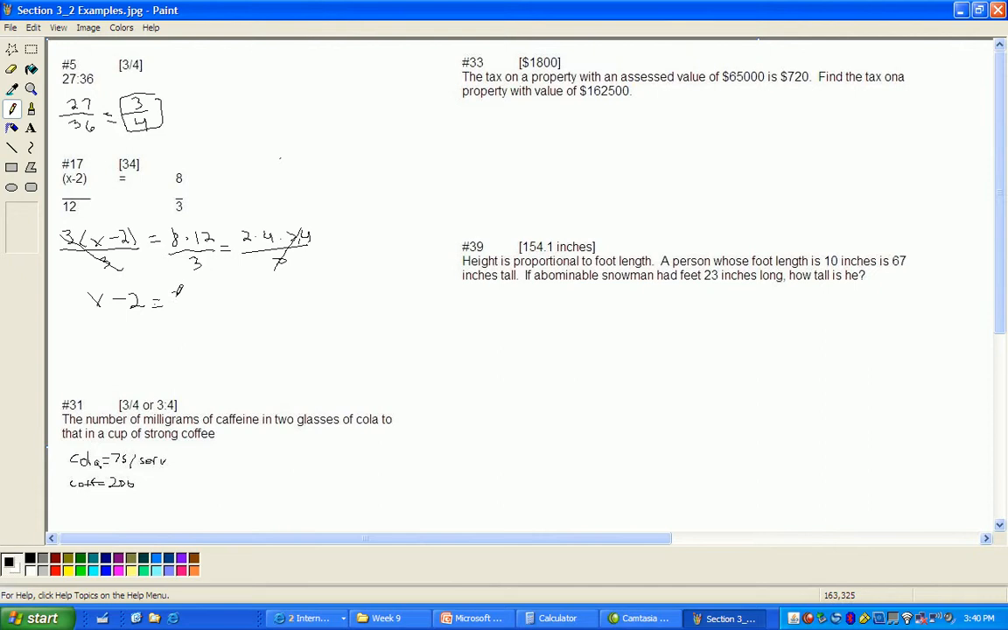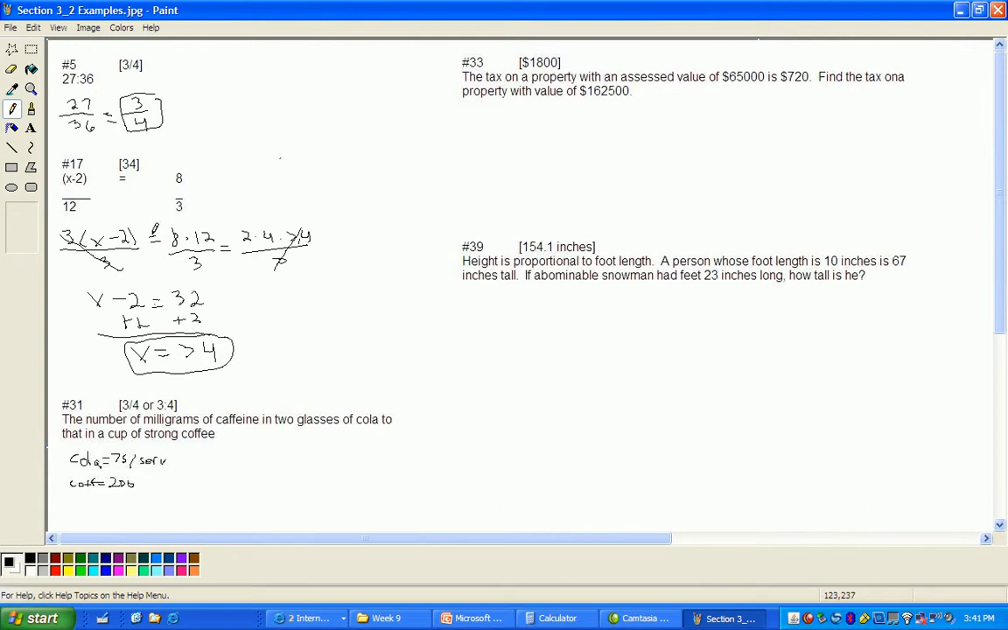We just add 2 to both sides, and our answer is x is equal to 34. And of course we know how to check our work by now. Plug the value of x equals 34 into our problem.